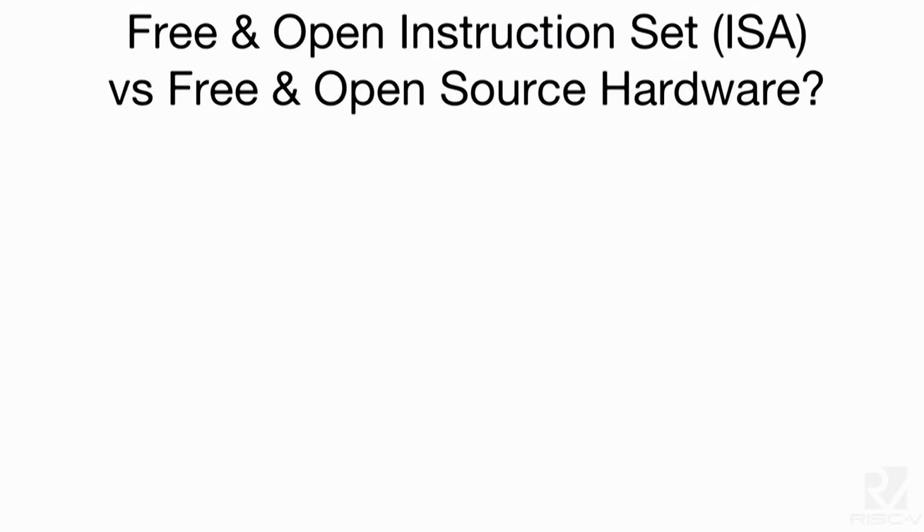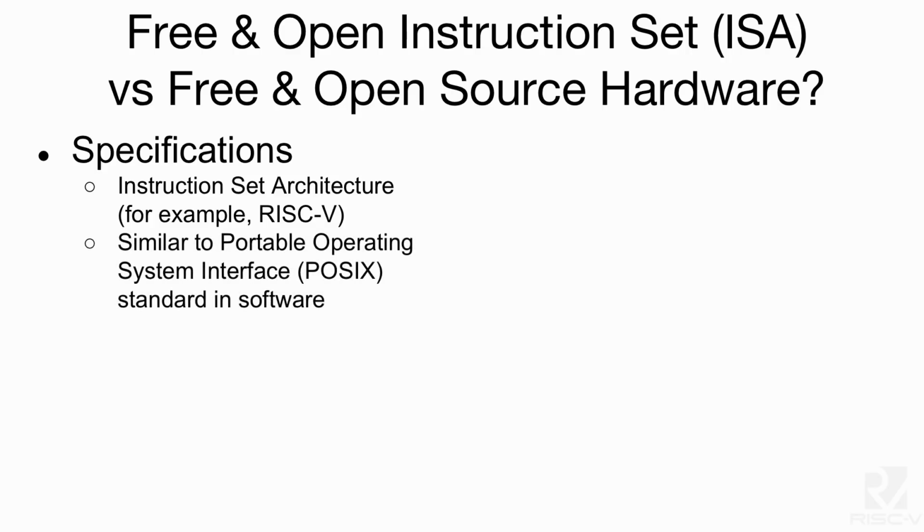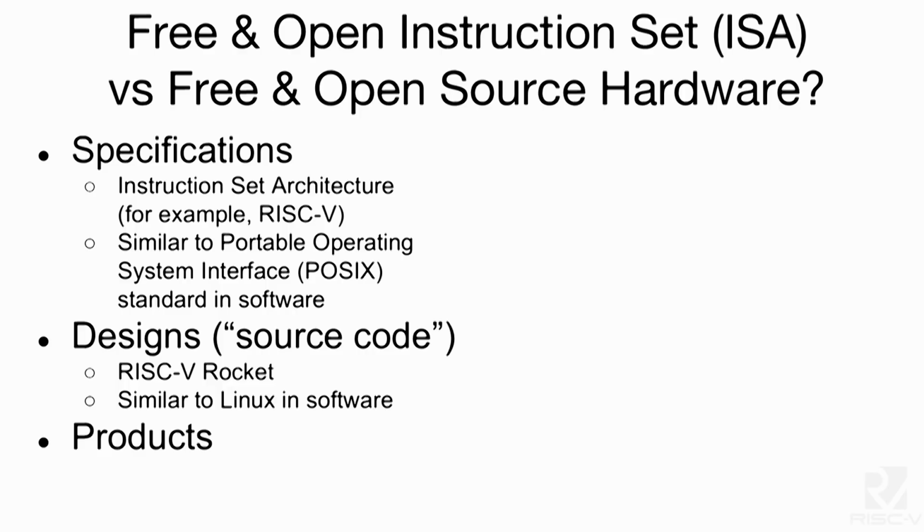Then I'm going to take my time and explain open architecture versus open implementations, open source implementations. So there are two things. There are specifications, like an instruction set, like RISC-V. Another example of that is POSIX. This is actually an IEEE standard for operating system interfaces. So those are specifications. Then there are designs, which are typically source code. RISC-V Rocket is an example of a design, and so is Linux. Linux is an implementation of that specification. And then there are products that are based on those designs.